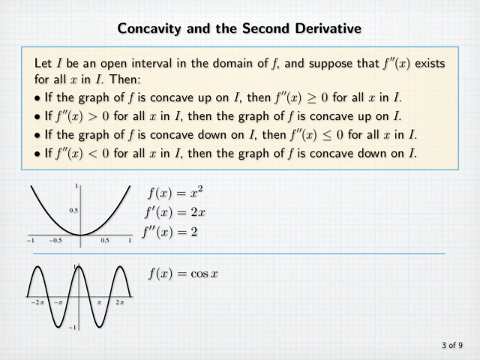Now consider f of x equals cosine x. F prime of x is minus sine x, and f double prime of x is minus cosine x. Now notice that f double prime of x is just the negative of f of x. So wherever the function is positive, the second derivative is negative, and the graph is concave down. And wherever the function is negative, the second derivative is positive, and the graph is concave up.